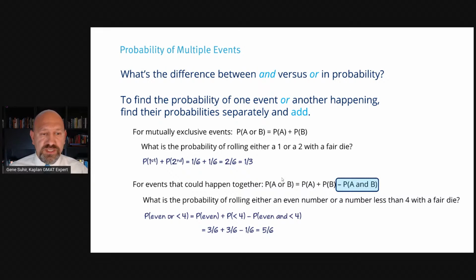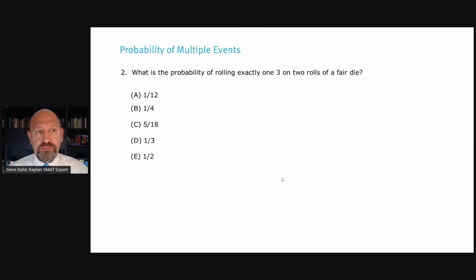3/6 plus 3/6 minus 1/6 gives us 5/6. So if the events are not mutually exclusive, you do have that extra little piece that you've got to deal with at the end. So one of the big decisions to make when you're dealing with multiple events, we'll talk about the other decision to make shortly, but one of the big decisions to make is, do we have an and problem or do we have an or problem?